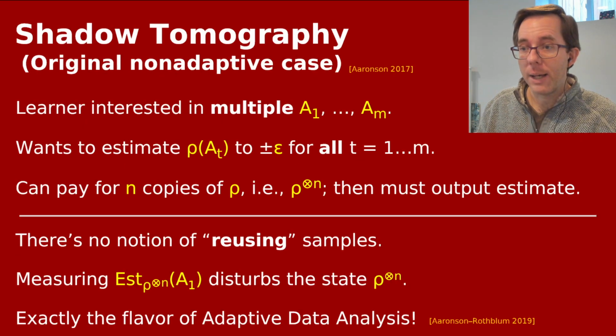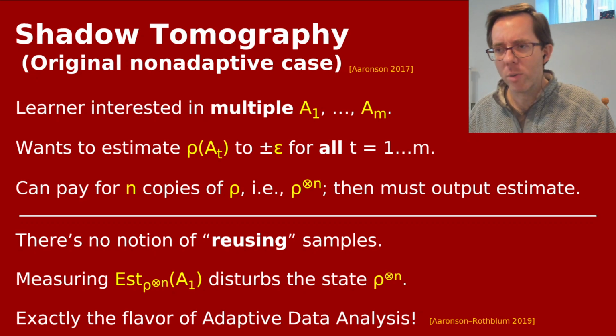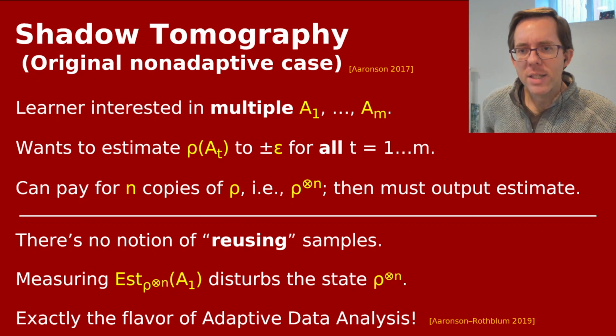This was observed in a subsequent paper about shadow tomography by Aaronson and Rothblum in 2019. They made this connection, more with differential privacy, but I think the right analogy is to adaptive data analysis.